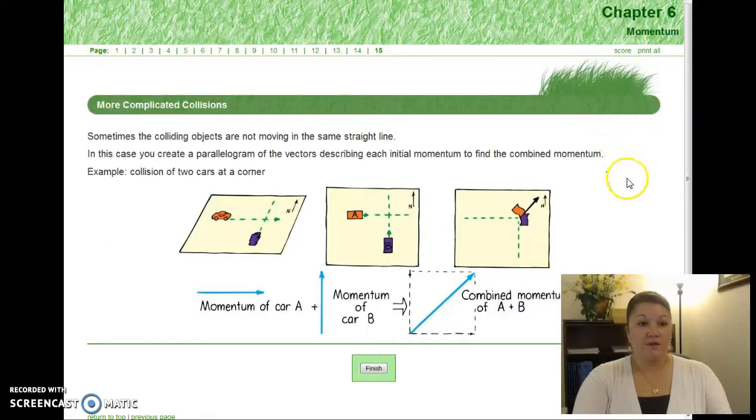Momentum can be more complicated than that if we have objects going at angles to each other. That's where your Pythagorean theorem comes back into play, or using a parallelogram, because we're talking about vector addition again. But you can handle it. We know all about vectors. That is your introduction and your rundown of momentum. If you have any questions, as always, come see me.